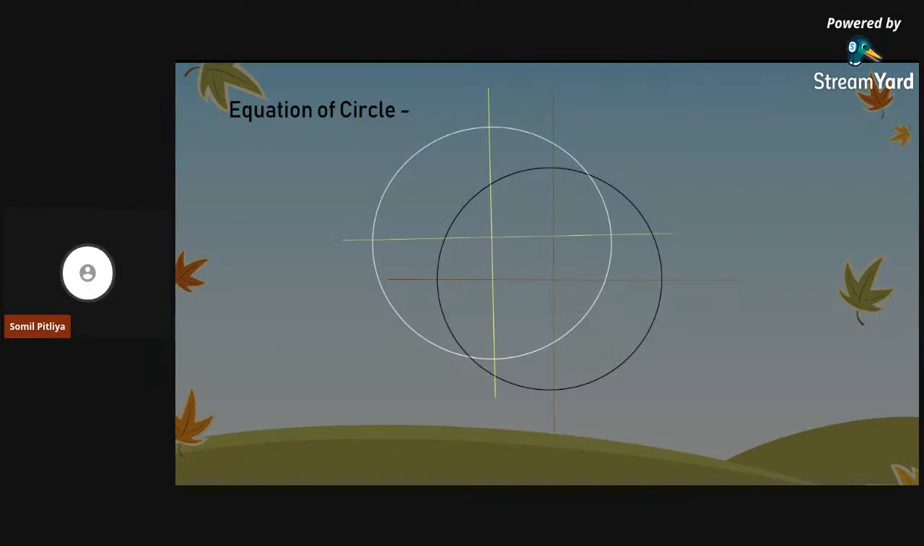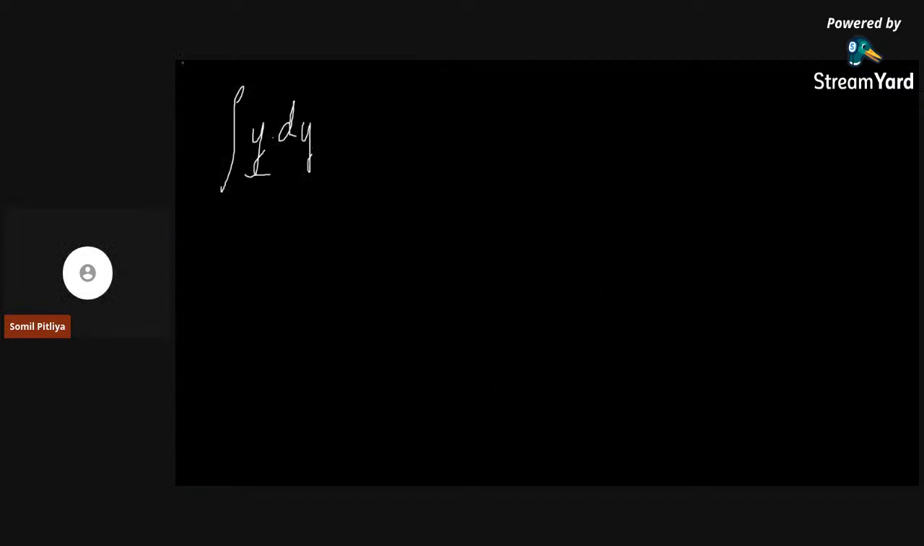So what I will get is that y will be under root of r square minus x square. Now dy will be changed to dx. Now I have to find out this integral. But the problem here is the under root.